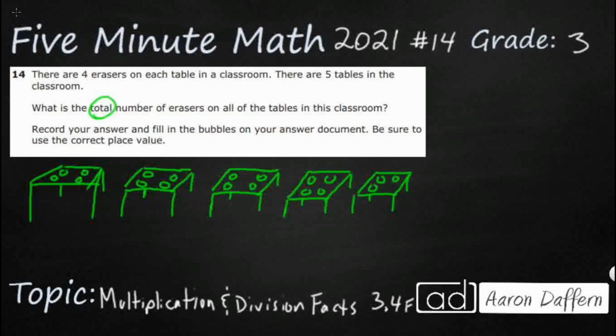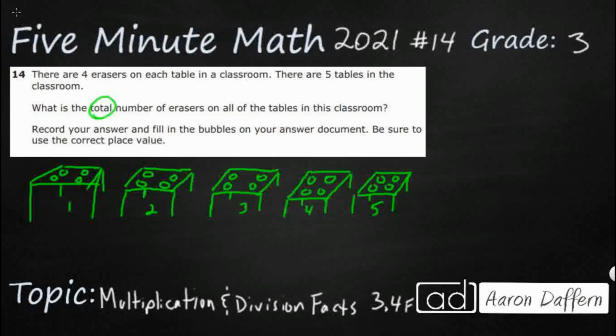All right, let's double check to make sure I have done the drawing correctly. I've got four erasers on each table. Check, check, check, check, check. And then I've got five tables. I've got one, two, three, four, five. Yes, so we are good to go here.